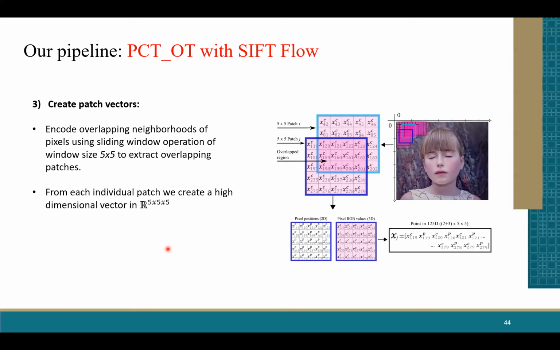Next, similar to our previous approach, we encode the overlapping neighborhood of pixels to preserve local topology, using a sliding window operation of window size 5 by 5 to extract the overlapped patches. And from each patch, we create a high dimensional vector in R125. So our dimension is now 125. This comes from multiplying 5 by 5 by 5, because the size of the patch is 5 by 5 and each pixel has 5 dimensions.